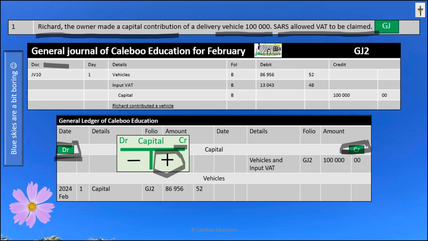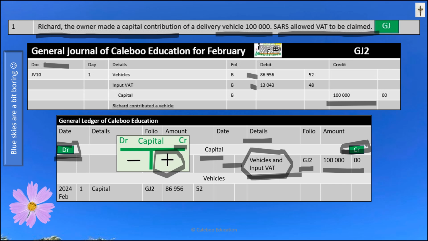On the credit side of capital, we should have the date here. Under details, the name of the contra accounts, vehicles and input VAT. Where did the information come from? The general journal. And what was the amount for capital? There it is, 100,000. Under details, we've got the other two accounts, input VAT and vehicles. So under details, we have the names of the contra accounts, the other accounts.